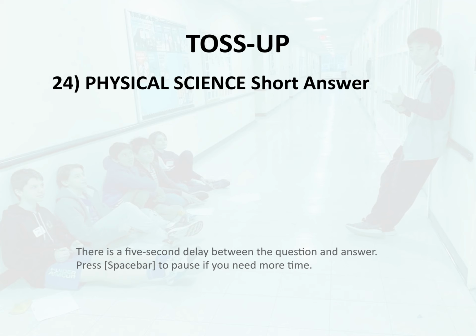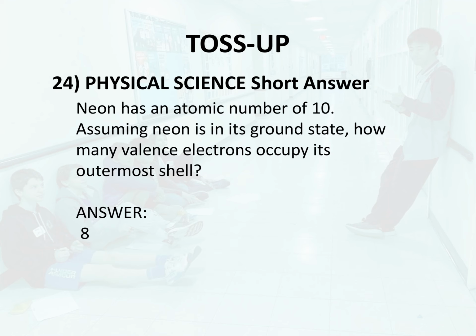Toss-up 24. Physical science. Short answer. Neon has an atomic number of 10. Assuming neon is in its ground state, how many valence electrons occupy its outermost shell? Answer: 8.